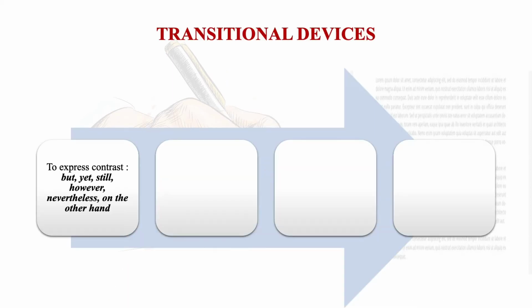Okay, then suppose you want to express contrast. Contrast means something which you do not agree with, which is really different from the other, from the thing which you're talking about. Okay, so there are transitional devices which are used to express contrast. So to express contrast, words such as but, yet, however, still, nevertheless, on the other hand, these are the words which are used to express contrast.